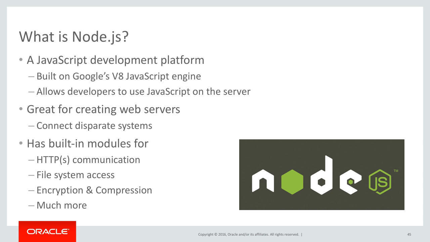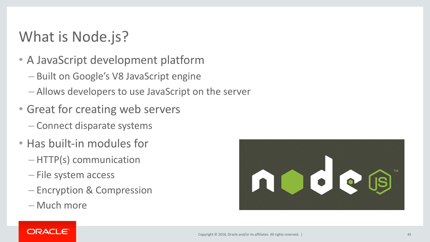What exactly is Node.js? It's basically a JavaScript development platform. It's built on top of Google's V8 JavaScript engine. That's the same JavaScript engine you may be using in the Chrome web browser. It was basically plucked out of the browser and plugged into the server, allowing developers to execute JavaScript code on the server. Prior to Node, for the most part, JavaScript was really confined to only being run in browsers. But now folks can take that knowledge and use it in new and exciting ways.